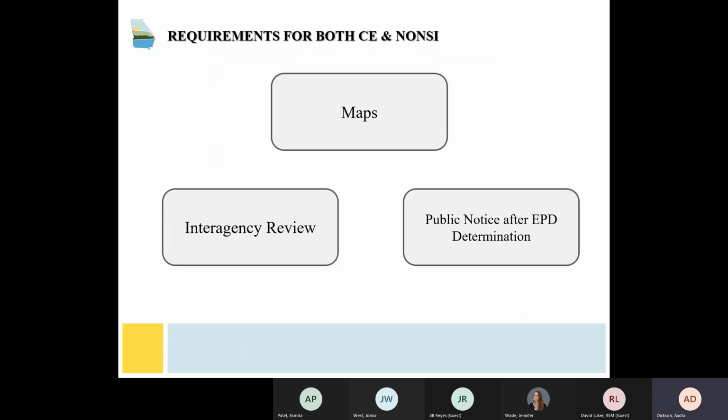So those are the big takeaways for the NONZ. For requirements for both a CE and a NONZ, we require maps, interagency reviews, and public notices by EPD and the applicant. Again, the project meeting the criteria of a NONZ and the public notice is in addition to the applicant's public meeting. So the public notice that the EPD puts out is separate from the public meeting for the NONZ.